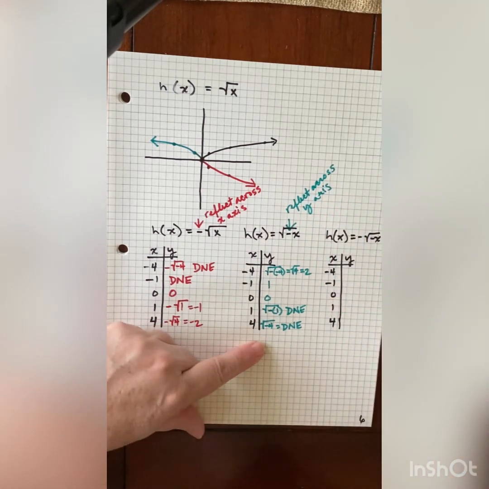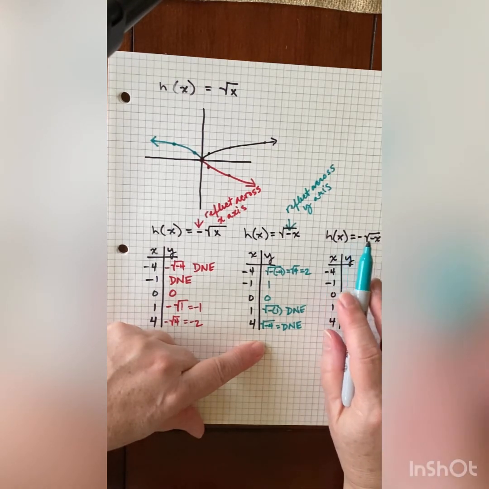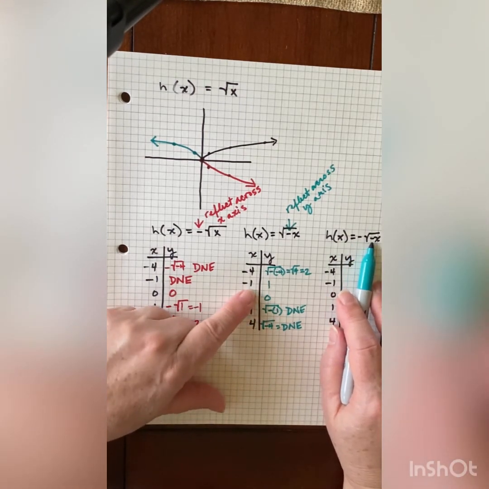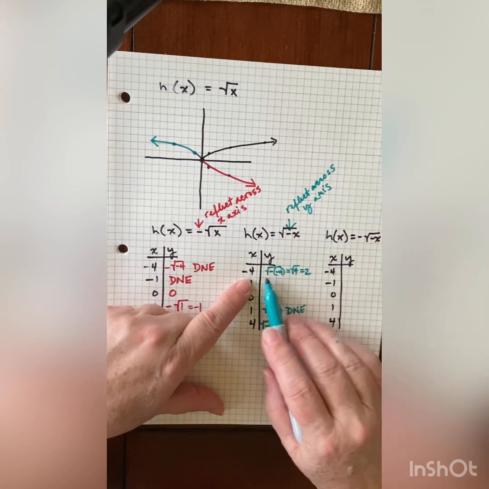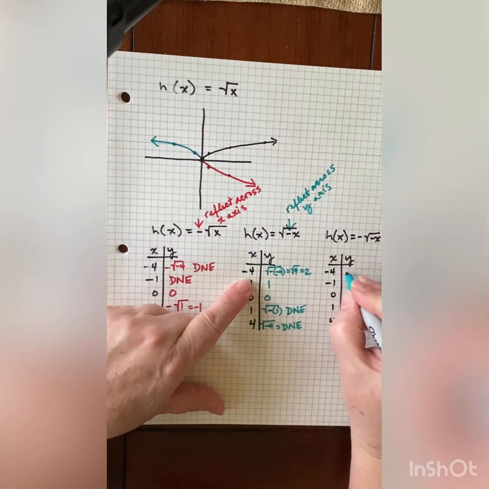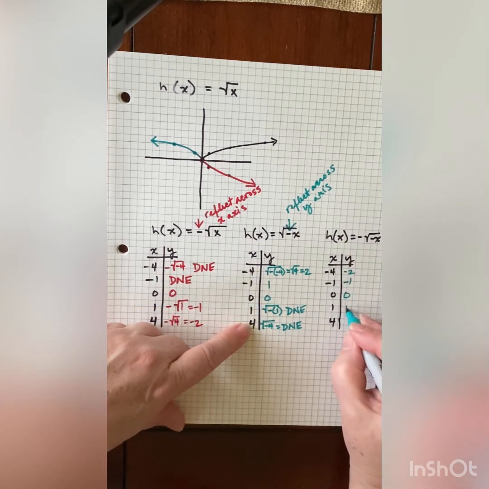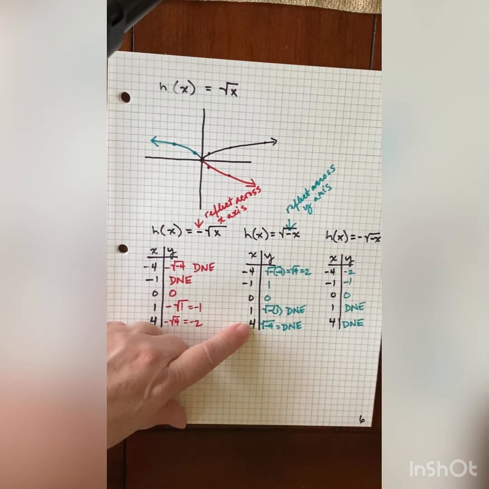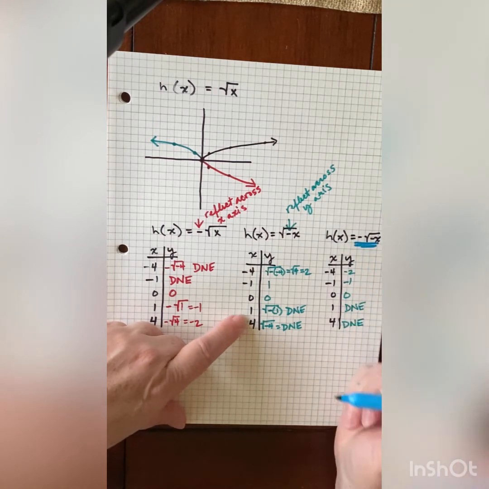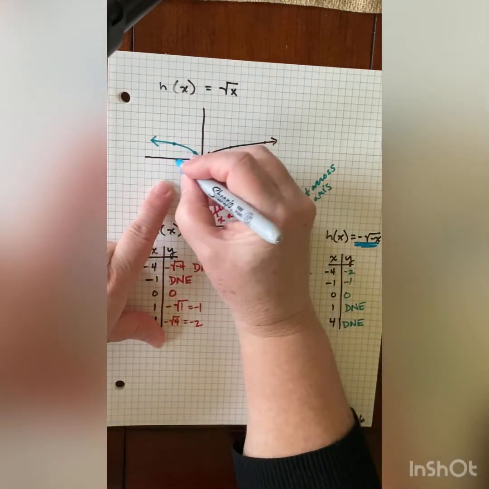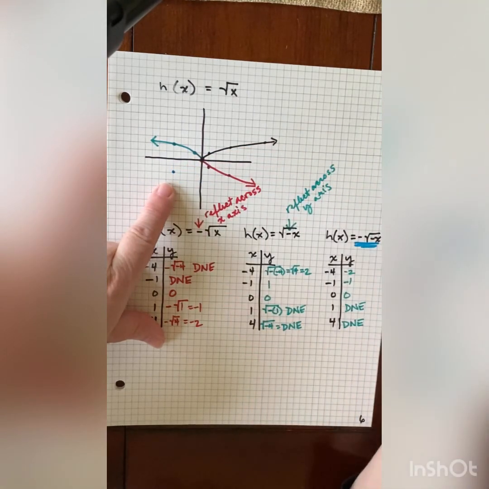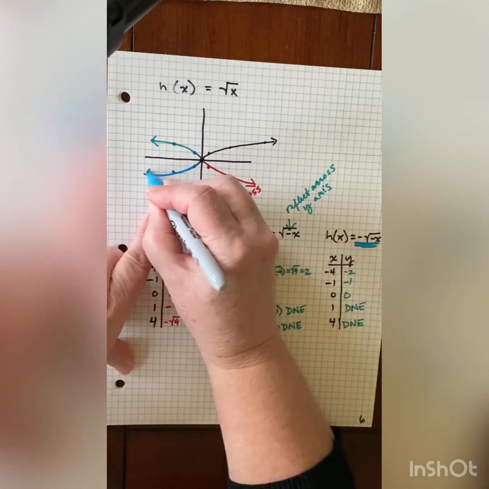Okay, let's take a look at this one over here. Now I have the opposite of the square root of negative x. So I'm going to take my answers over here and do the opposite of it. So this one here would actually give me a negative 2, a negative 1, a 0, and these guys here are still going to be does not exist. I should have done that in a different color. We're doing it in blue. Okay, so (-4, -2), (-1, -1), (0, 0). So this one went like that.